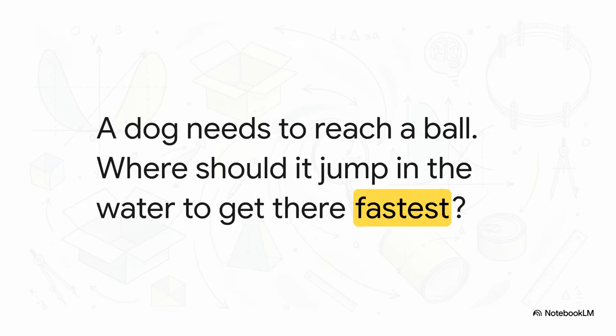Okay, let's level this up again with a super fun pathfinding problem. It's all about minimizing time. So we've got a dog who can run way faster than it can swim. There's a ball 20 meters down the shore and 10 meters out in the water. The big question is, where should the dog jump in to get to that ball as fast as possible?